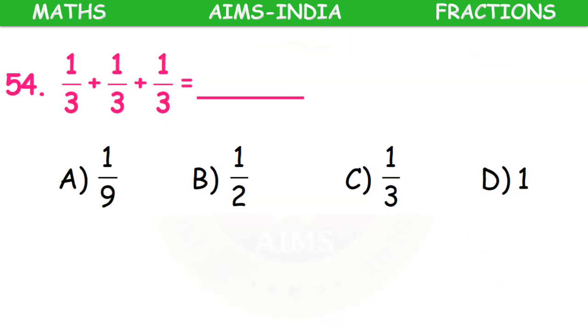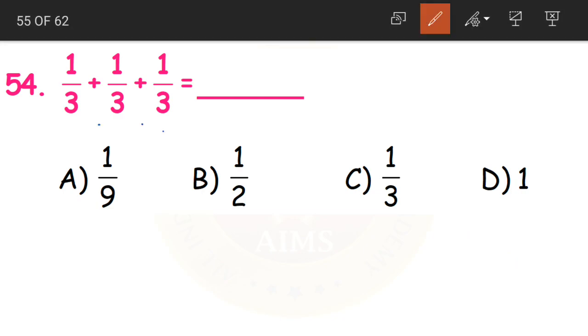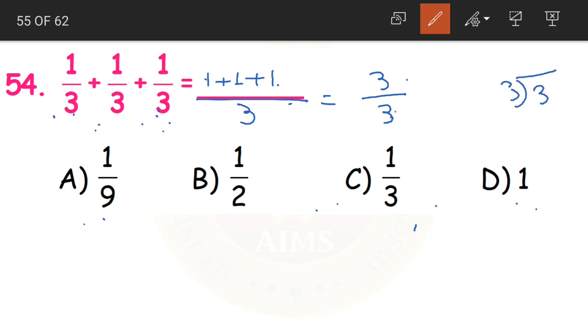Next question 54. 1 by 3 plus 1 by 3 plus 1 by 3 is equal to. Now these are our like fractions. So we simply add our numerators, divided by, we write the common denominator. Yes children? So 1 plus 1 plus 1 is equal to 3 divided by our denominator 3. Now if you look at the options, we are not having any 3 by 3. So let us divide this and see. 3 by 3 is nothing but 3 divided by 3.